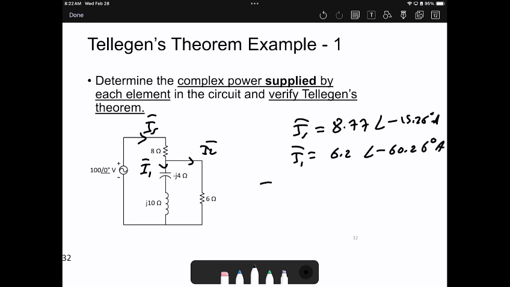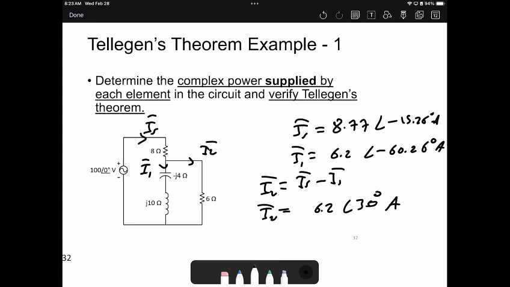Then if we need to calculate I2 according to KCL, it will be IS bar minus I1 bar. So as a result, I2 bar will be 6.2 angle 30 degrees amperes. Okay? Those are the currents. Now, our target is to calculate the complex power. You have another option, which is to calculate all of the voltages. Then you can say S bar will be V times I conjugate.